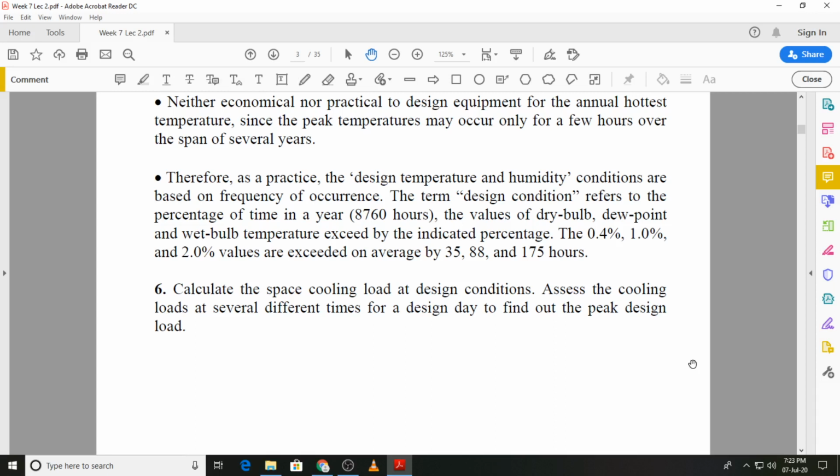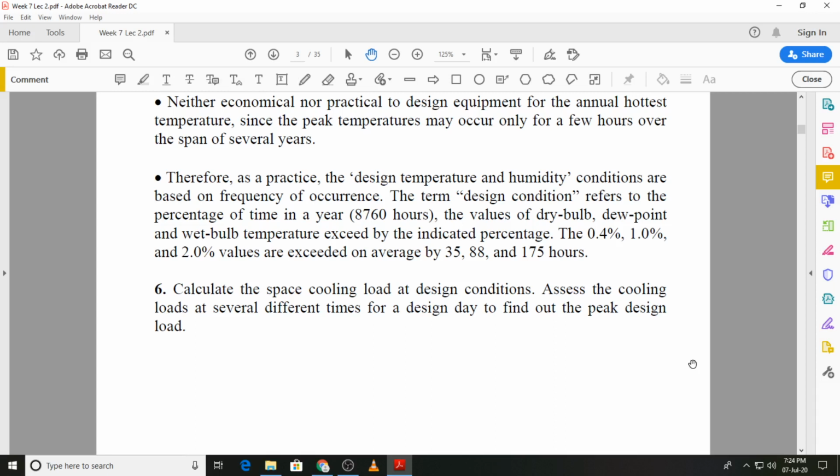That is, when we say the frequency of occurrence, let's say we select the outside design temperature at 0.4% frequency of occurrence. It means that of a total of 8,760 hours in a year, it is possible that 0.4% of the time, that is 35 out of 8,760 hours, the outside temperature may be higher than the temperature that we selected. But 99.6% of the time our plant will give us the desired service in terms of the load that we have.